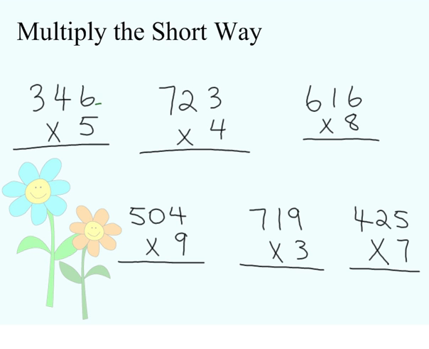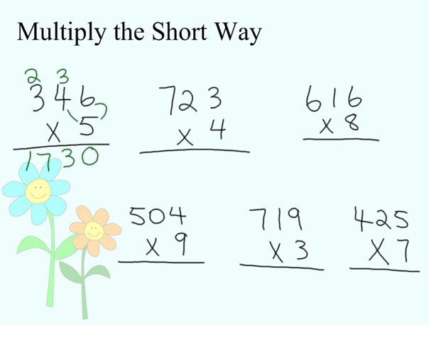So 6 times 5 is 30. So I put my 0 here and my 3 in the tens column. And then I multiply 4 times 5, because I'm multiplying all the numbers. Now it's really 40 times 5, but 4 times 5 is 20, and then I add on my 3, which will be 23. And then 3 times 5 is 15. Add the 2, 17. So my answer is a 4-digit number, 1,730.